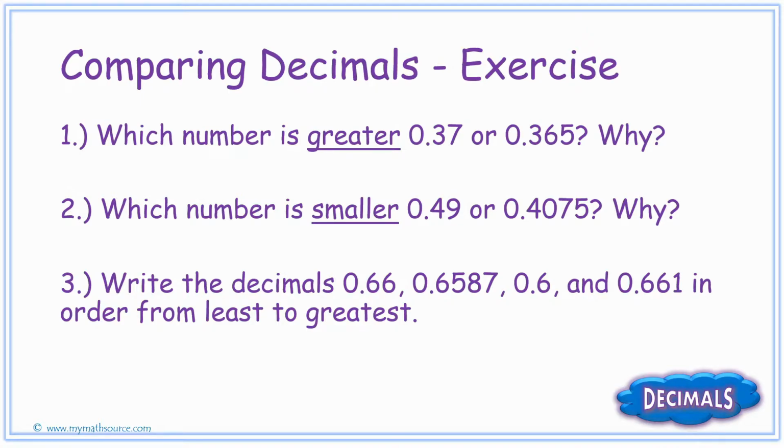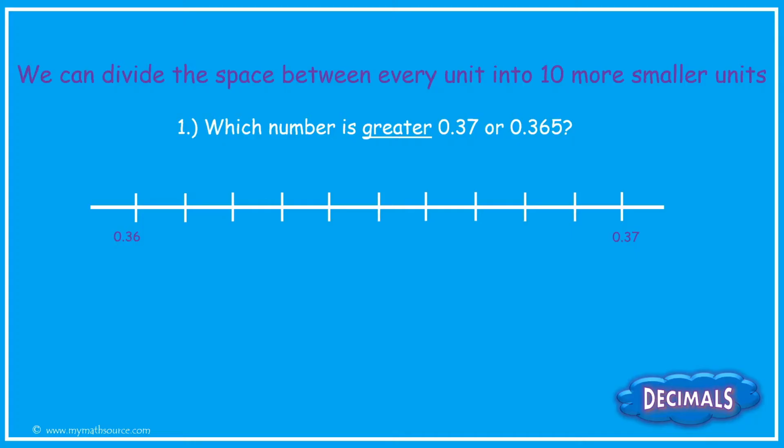The first question asks, which number is greater, 0.37 or 0.365? Well, we can use the understanding of dividing the space between different units into 10 smaller units to help us out. Notice here we have 0.36 and 0.37. Remember, 0.36 can be written as 0.360, and the number that will come right after that will be 0.361, 0.362, and consecutive numbers to follow, right up until 0.369. Notice it ends with 0.37, and remember we can put an additional 0 at the end of any decimal number, and that number will still be the same.